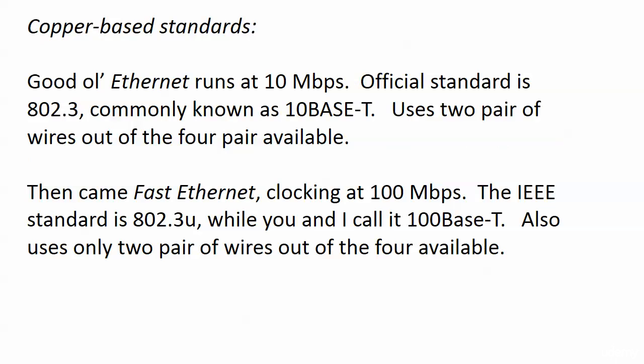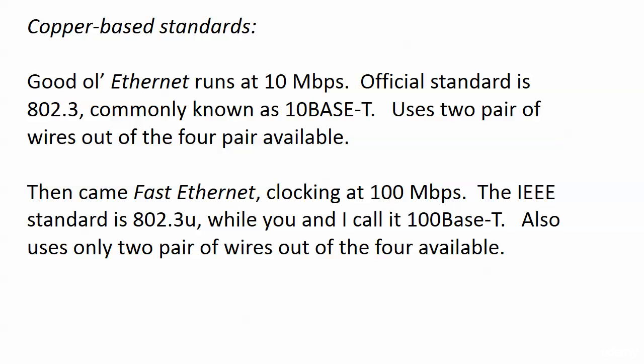Now those copper-based standards, Ethernet, regular Ethernet runs at 10 meg. And the official standard is 802.3. You can tell it was the original because it doesn't have any letters on the end of it. It's commonly known as 10BASE-T. And if you are talking about Ethernet standards with someone in the industry, they're probably not going to say 802.3. They'll probably say 10BASE-T. That's why I'm giving you both names. Now, Ethernet uses 2 of the 4 pair of wires that are available.